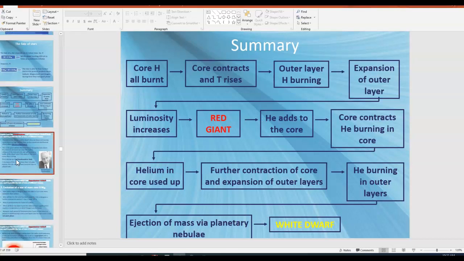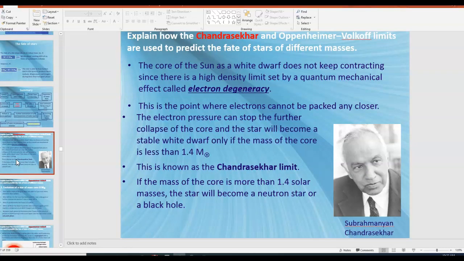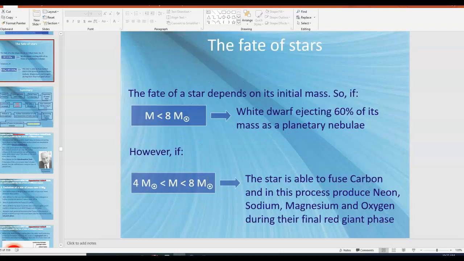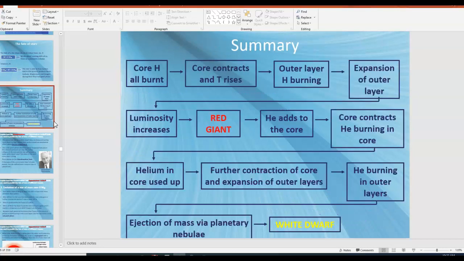Okay, now what we're not going to talk about quite yet is what if you have a more massive star, and it turns out there's actually a limit to how big a white dwarf can end up. We will talk about that in the next video, and then we'll also talk in the next video about what happens if you have a star with a mass greater than 8 solar masses. It goes through a different process and actually has a much more exciting ending than just ending up as a white dwarf.